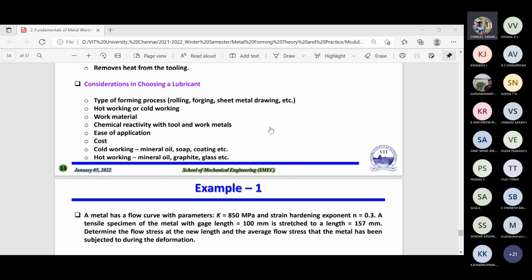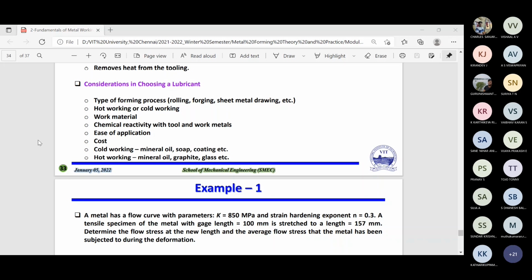Sir, 718 megapascals. Have you calculated epsilon? How much? 0.57. And then flow stress 700, no? Yes, sir, 718. Maybe. Okay, and the equation you put? YF equal to K into epsilon power n. Yes, sir.